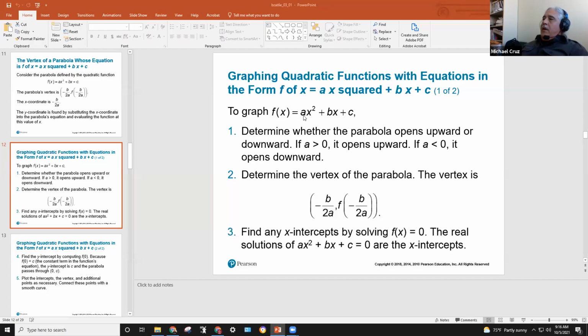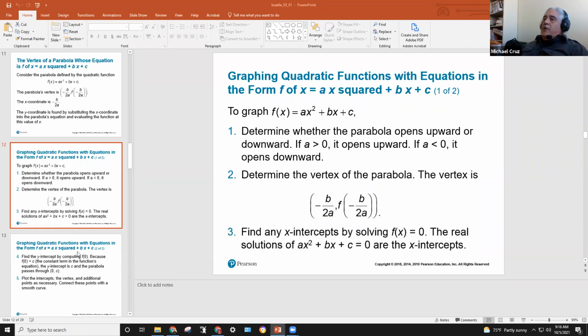So again, whatever number's in front of the x squared determines whether it opens up or downward. This one opens up if that's positive, and if it were a negative, then it opens downward. We can determine the vertex by taking the value in front of the b, dividing it by 2 times a, and then negating it. Then that value goes back into the equation, and that tells us the vertex.